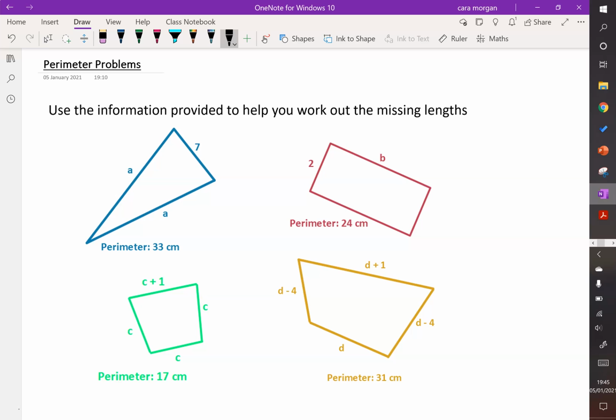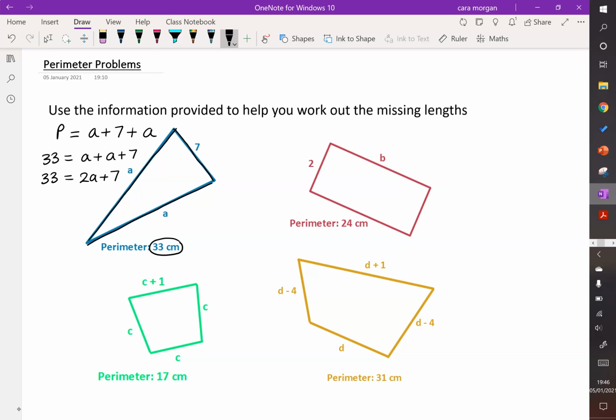So if I was looking at the perimeter of my first shape, I would have A add 7 add A, which would give me the perimeter. So I'm going to write down that P, the perimeter, is A add 7 add A. But also, I'm told the perimeter is 33. So I know that 33 is A add 7 add A. I don't really like writing A add A. I'd much rather write 33 is 2A add 7.